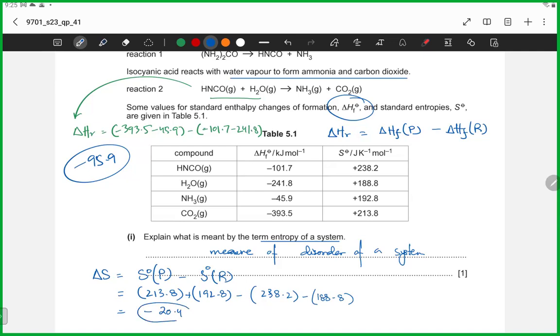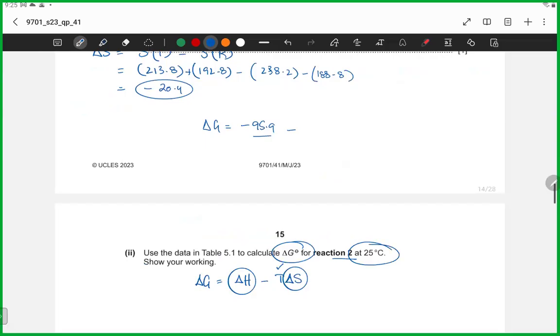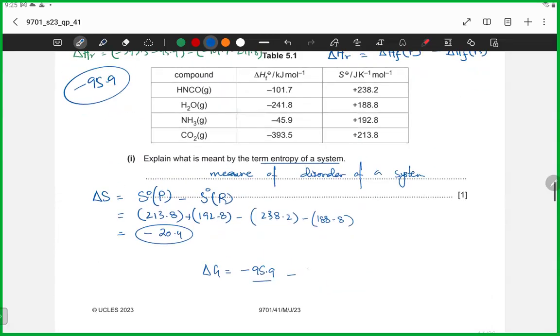So you've got both values now, and you can now calculate delta G, which is delta H, minus 95.9. So that's delta H minus T, which was 25 degrees centigrade, but it has to be in Kelvin. So that's 298 Kelvin. So minus T times delta S, which is negative 20.4.